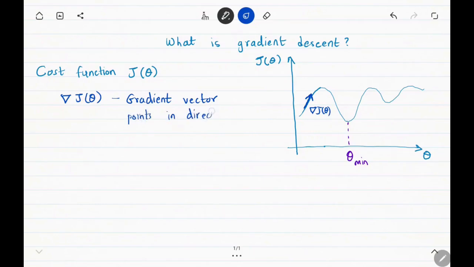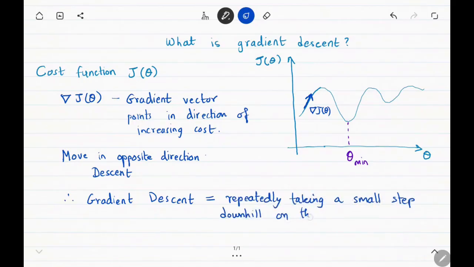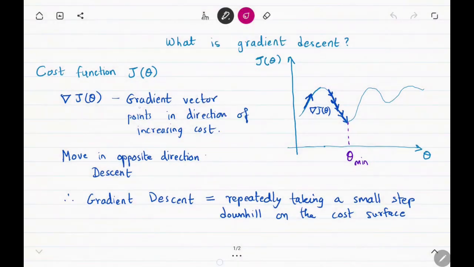Therefore, if we want to reduce the cost as quickly as possible, we should move in the opposite direction, that is downhill. That is called descent. So, gradient descent is simply repeatedly taking a small step downhill on the cost surface until further steps no longer help. A good way to remember this: the gradient tells you which way is uphill, gradient descent walks you downhill.